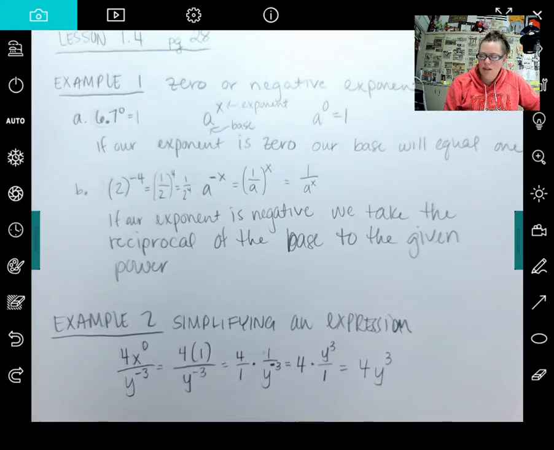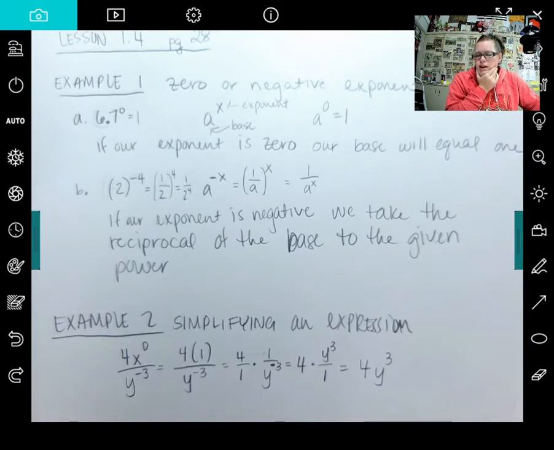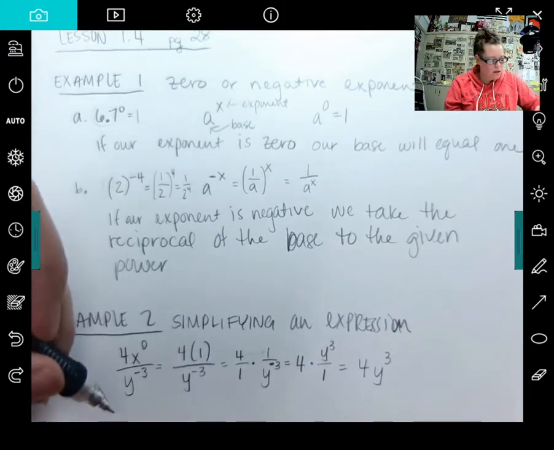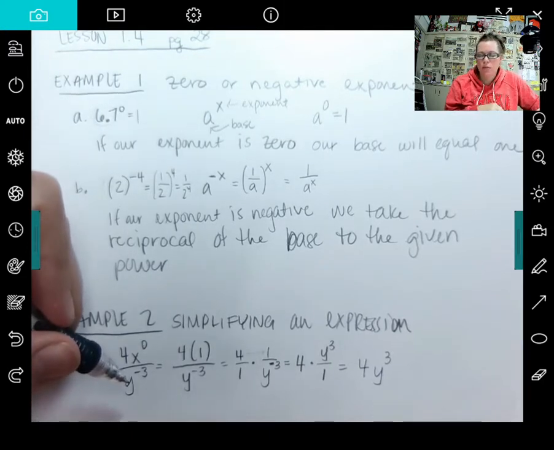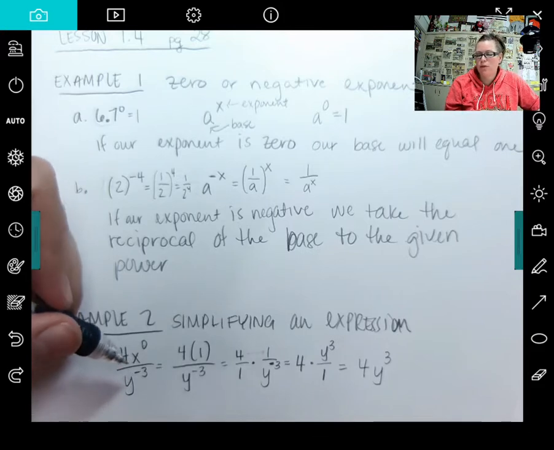So these should be a little bit of review, because we went over them last year. I want you guys to do problems 1 through 4 on this page as part of your homework. I'll write it at the bottom, but 1 through 4 follow after example 2 in the book.